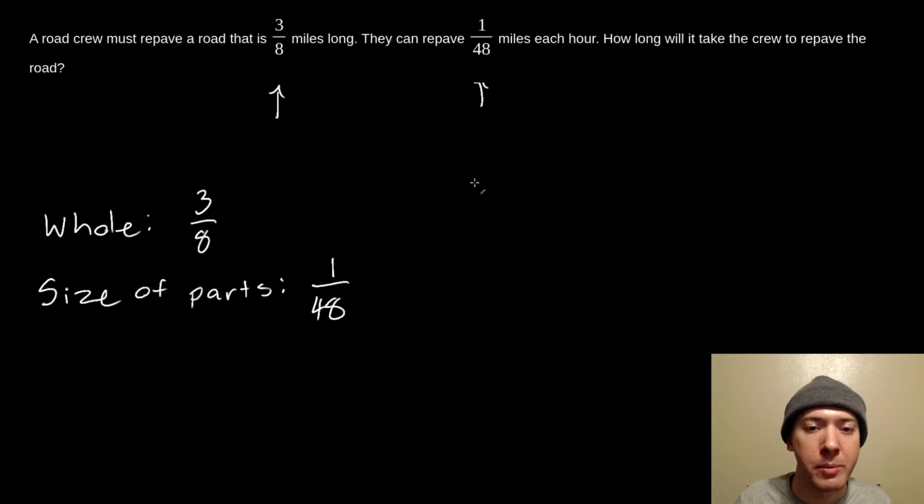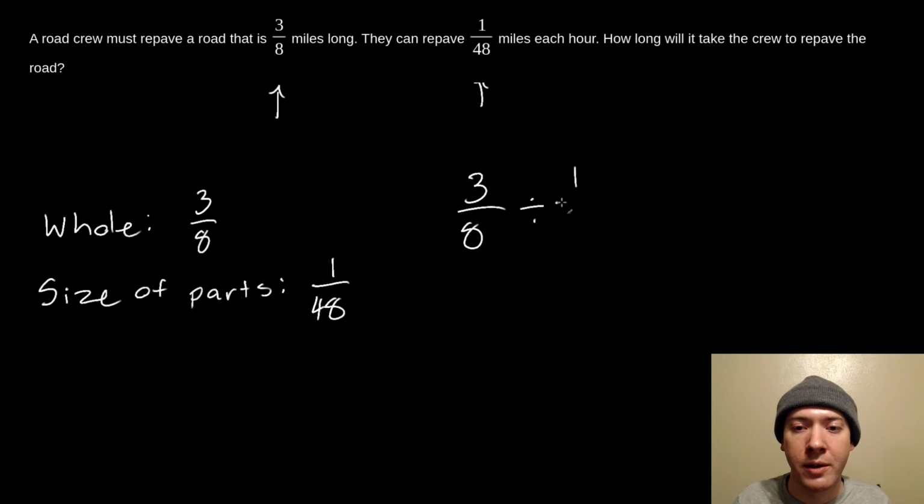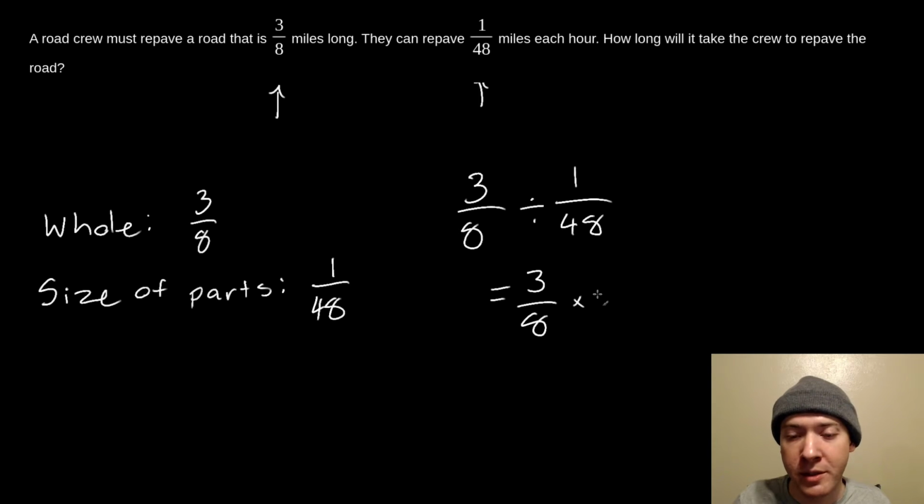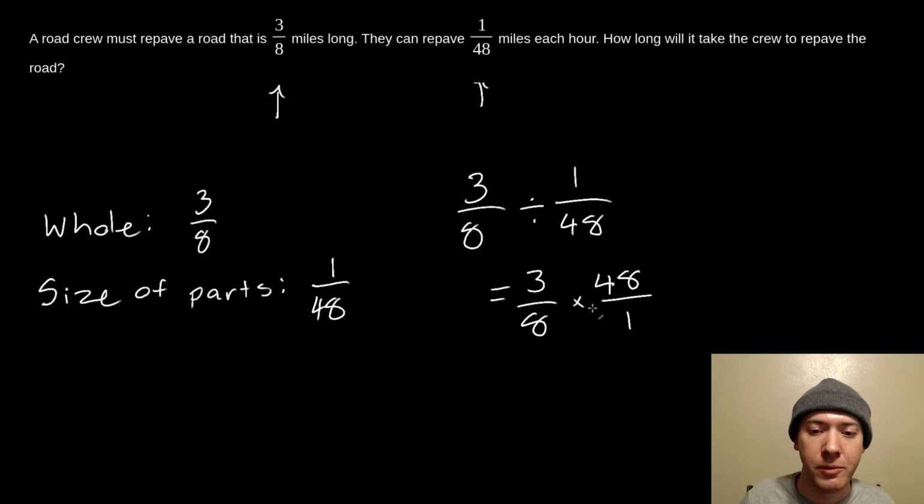Okay, so for this problem, it would be 3/8 divided by 1/48. And to do this division, what we do is we multiply the first fraction by the reciprocal of the second. So we flip over the second fraction. And then once we've done that, we're multiplying two fractions, and to multiply two fractions, you just go straight across.